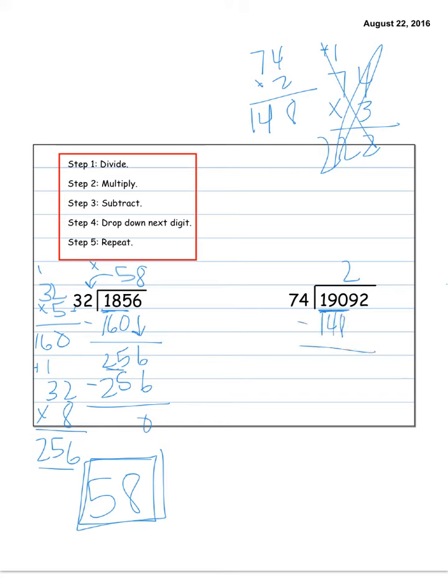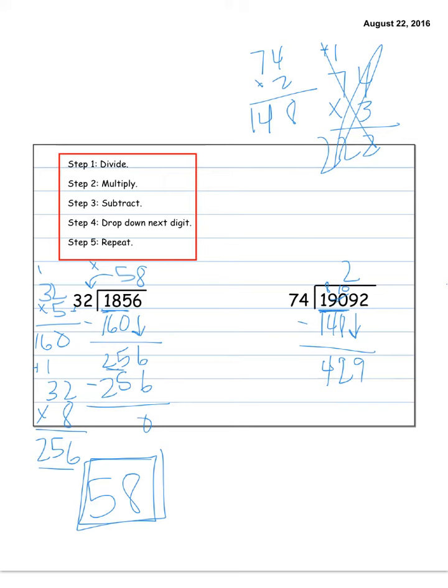Again, next step is to subtract. 0 minus 8, we can't take 8 away from 0, so we have to regroup. This becomes an 8. This becomes 10. 10 minus 8 is 2. 8 minus 4 is 4. And now, step 4 says to drop down our next digit, which is a 9. Okay. Now we have to figure out how many times does 74 fit into 429.